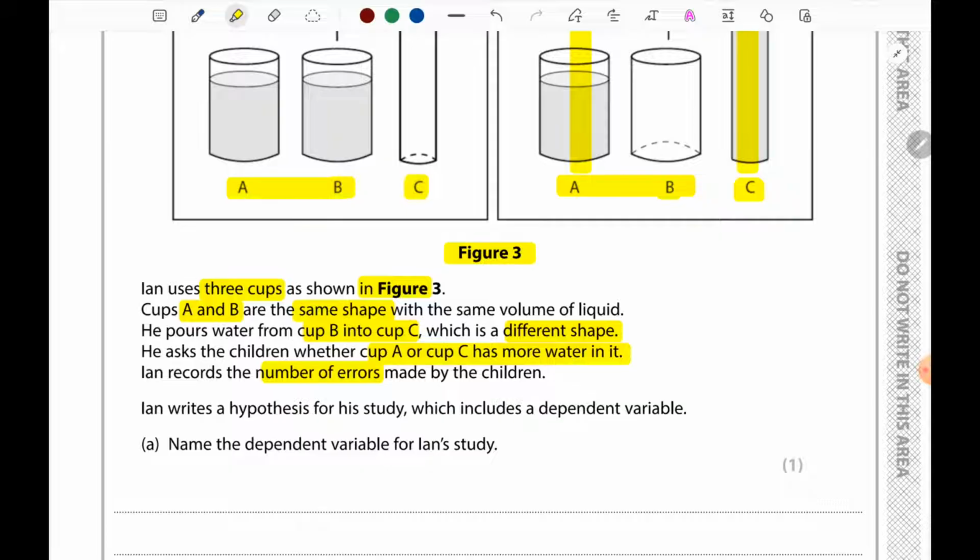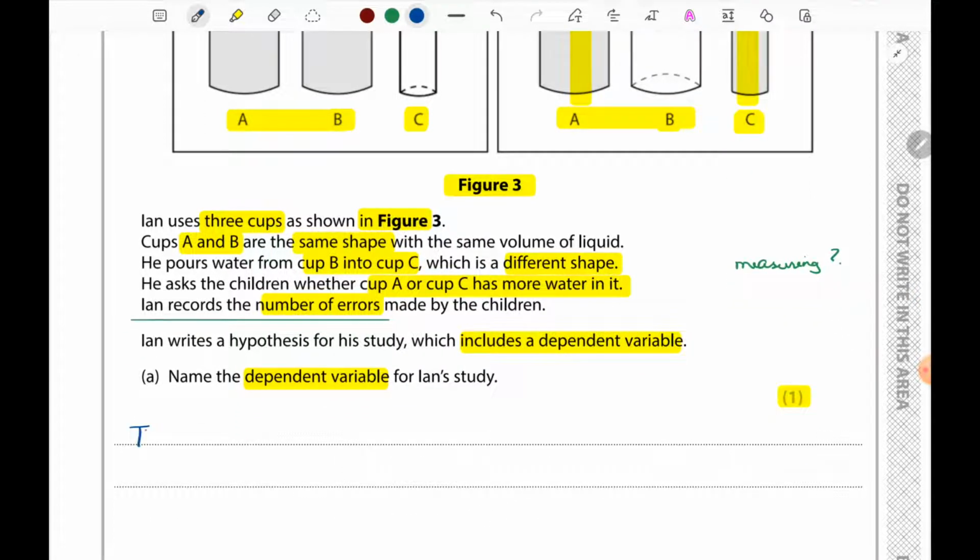Ian writes a hypothesis for his study which includes a dependent variable. Name the dependent variable for Ian's study. Very easy answer to score. For the dependent variable, the question that we always ask is, what is the researcher measuring in this study? And we get the answer. That is the dependent variable. Here it's written clearly that he records the number of errors. That means the number of errors is the dependent variable. So all we have to write is: the dependent variable is the number of errors.